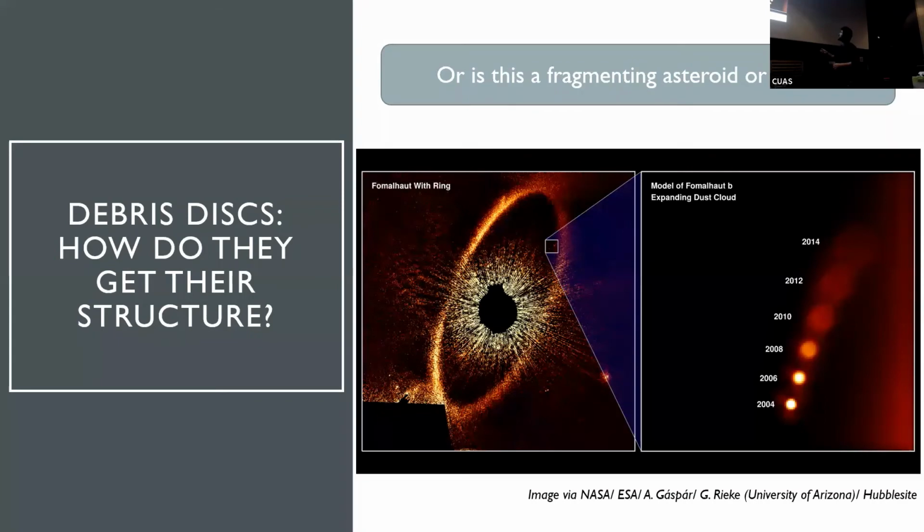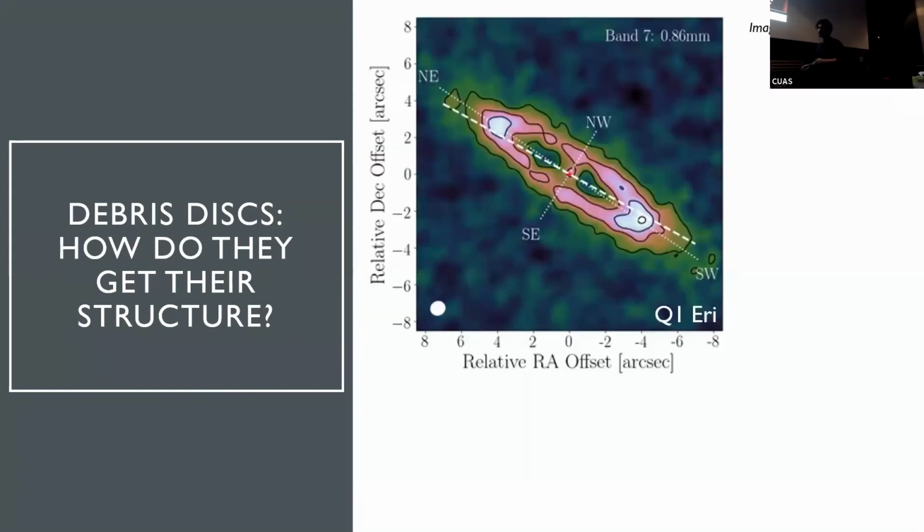Imagine a giant snowball. If you threw a giant snowball together, immediately all the material would be very close together, and over time the material expands. Over tens of years, you can see here, just 10 years from here to here, we've gone from something small and bright to something which is now much more broadly expanded. So it's possible that that system isn't in fact carved by a planet. Okay, some of the others might be.